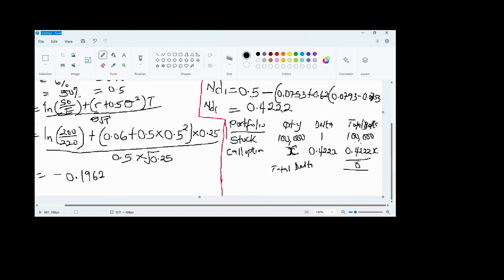You can now form an equation: 100,000 plus 0.4222x is equal to 0. I can make this subject, so 0.4222x is equal to negative 100,000.